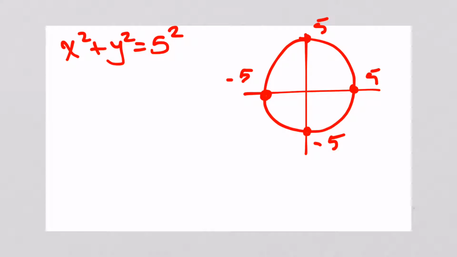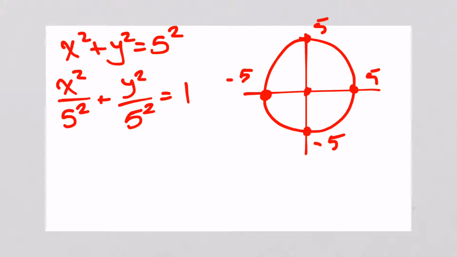So here we have that circle centered at the origin. And we have our equation x squared plus y squared equals r squared. Now what I want you to do is take that r squared value and divide it on both sides. So on the left, we'll have x squared divided by 5 squared plus y squared divided by 5 squared equals 1, aka 5 squared divided by 5 squared. Now this looks a little different than how you've seen the circle so far, but all we've done is divide everything by 5 squared, so it has to be totally valid.